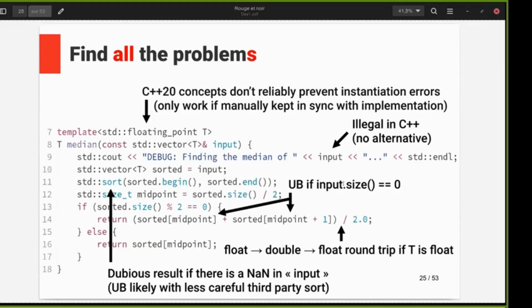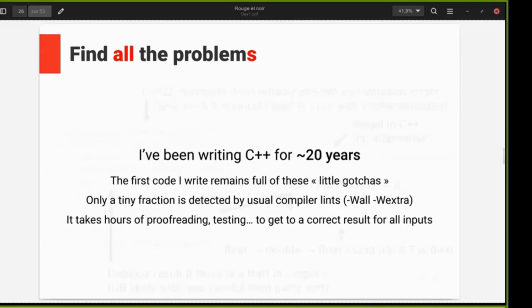Finally, we are calling the standard sort function on our vector in order to compute a vector of sorted elements that's a part of an easy median algorithm. The problem is that, unfortunately, when you do that with floating point data, you will get wrong results if there is any instance of the special NaN floating point value in the input, because NaN is not ordered. Fortunately, in this case, the standard library defines that you just get a wrong result. Unfortunately, a study found that many third-party sorting functions that you may want to use because they are faster than the standard one are not so careful and will just exhibit undefined behavior in this case.